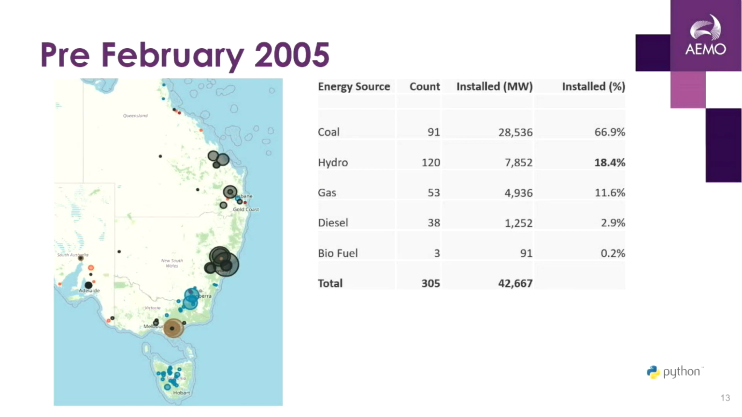Prior to February 2005, the grid looked like this. Black circles indicate the location of black coal-powered generators. Brown circles indicate the location of brown coal-fired generators. Blue circles, hydro, and red, other: gas, diesel and biofuel. The diameter of the circle indicates the installed capacity of the generator. Prior to Feb 2005, we had 305 units to interact with and around about 42 gigawatts of installed capacity.